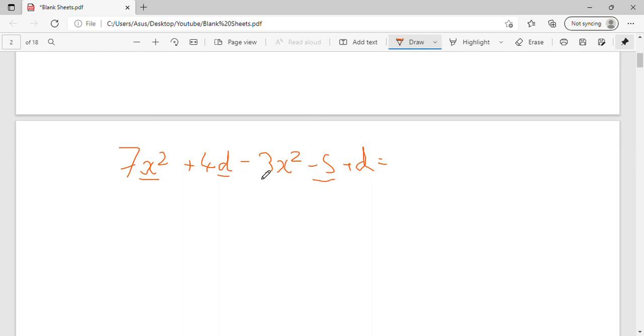So let's put the x squareds together. We have 7x squared minus 3x squared. That would make 4x squared. And we have plus 4d plus d, which is 1d, so that is plus 5d. And we have just a minus 5 on its own. So we've got minus 5 here.